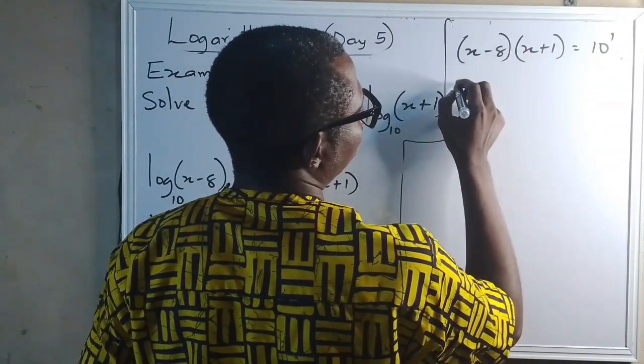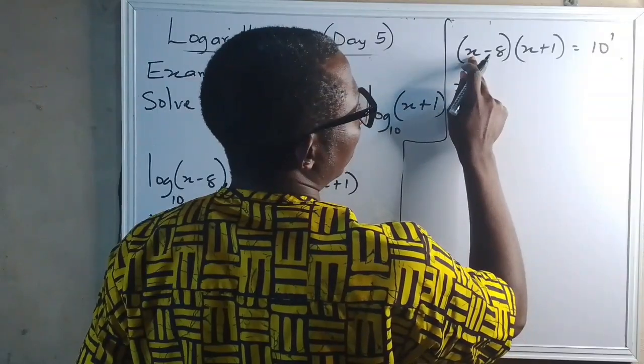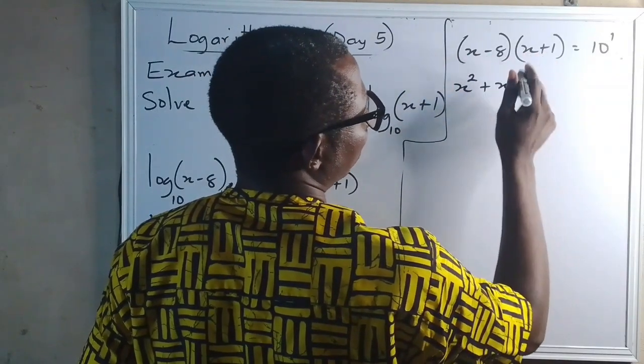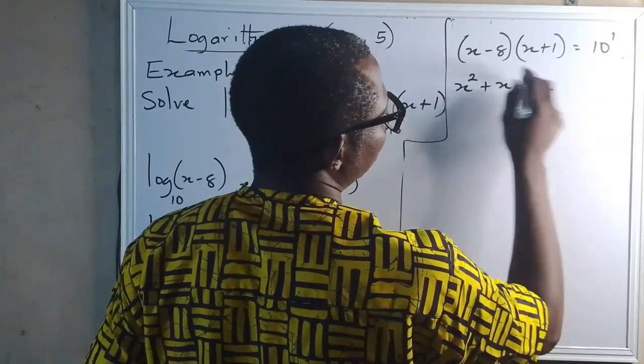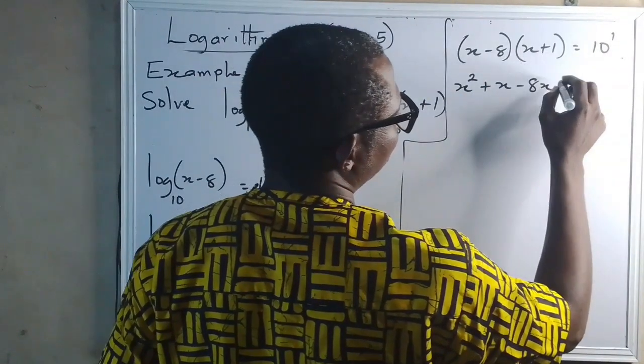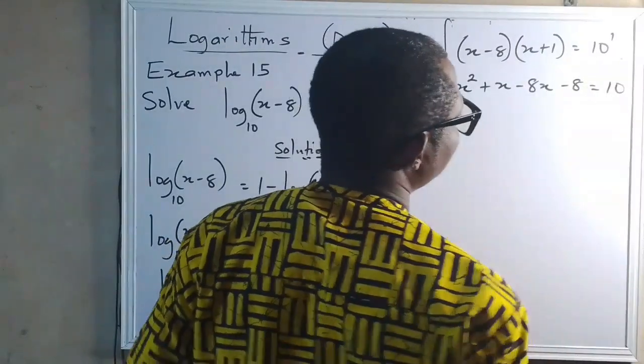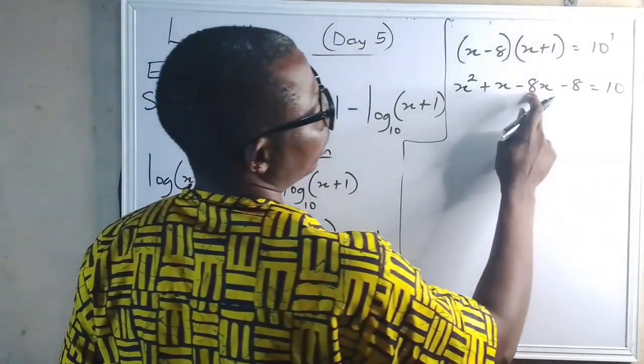x times x, we have x squared. x times 1, we have x. Minus 8 times x, that's minus 8x. Minus 8 times 1, that is minus 8, equals 10. Right? Now, you can join this together.